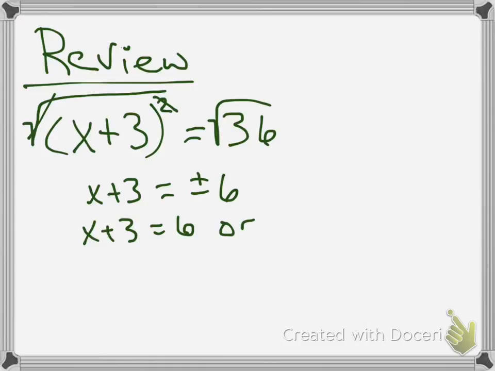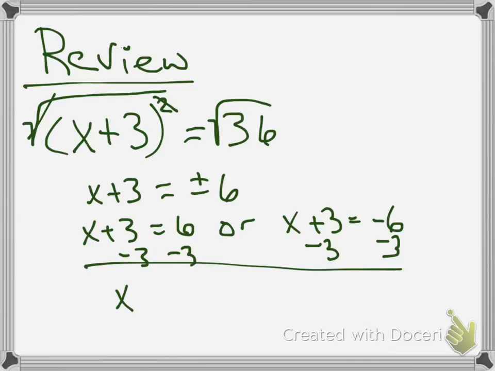Then we would say x plus 3 is equal to positive 6, or x plus 3 is equal to negative 6. Subtract 3 from both sides and we would get one answer as 3, and the other answer as negative 9. So you're always adding and subtracting that plus or minus. Okay, so with that idea, now let's look at completing the square.